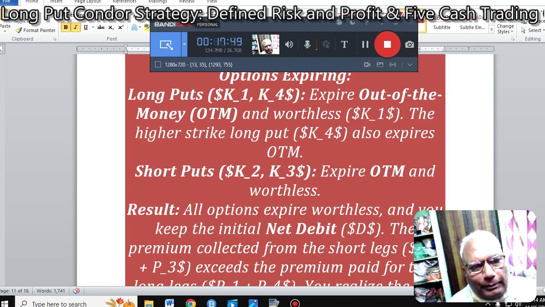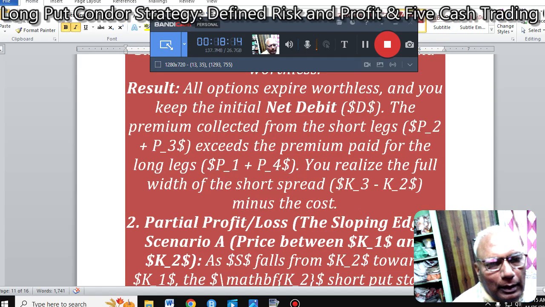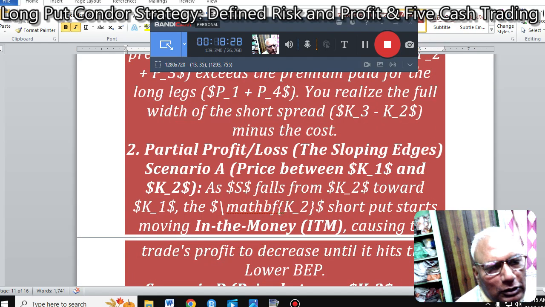Short puts K2 and K3 also expire OTM and worthless. Result: all options expire worthless and you keep the premium collected from the short legs. P2 plus P3 exceed the premium paid for the long legs, P1 plus P4. You realize the full width of the short spread, K3 minus K2, minus the cost.